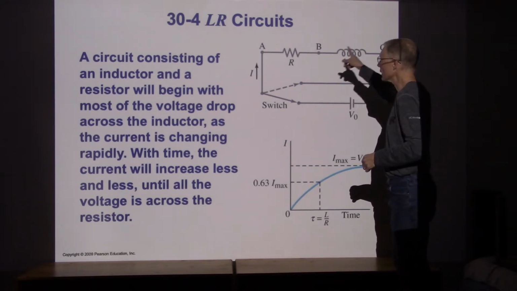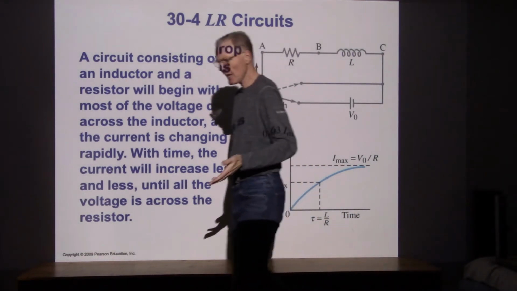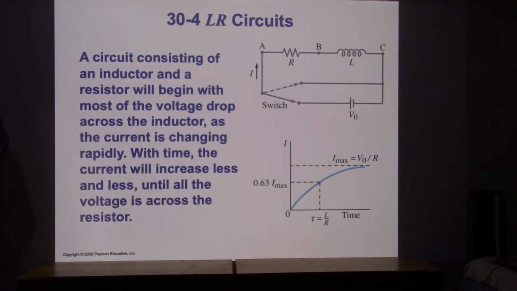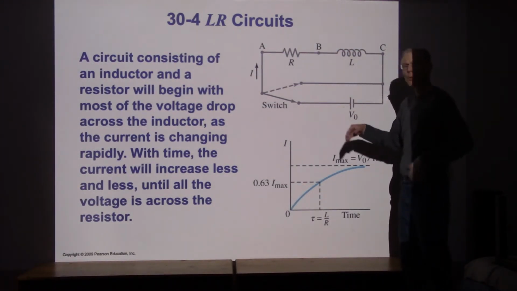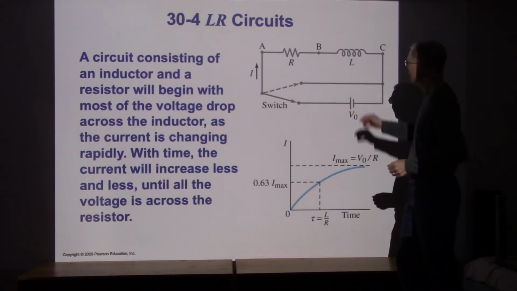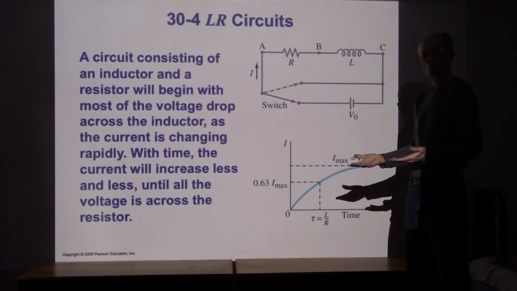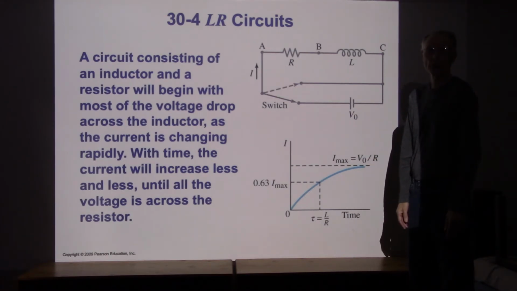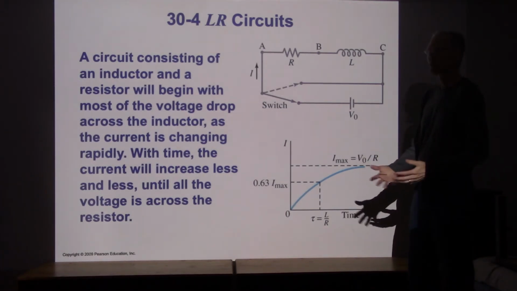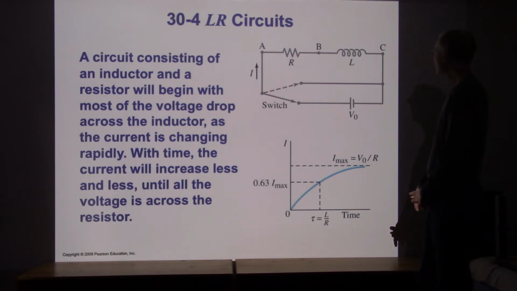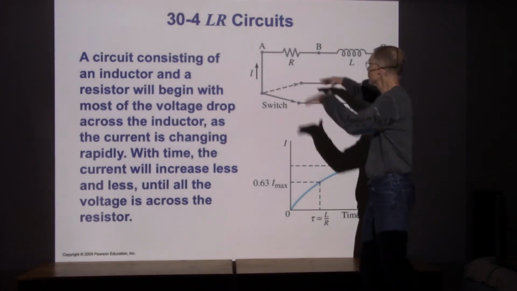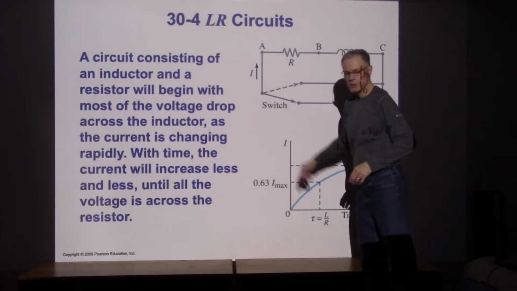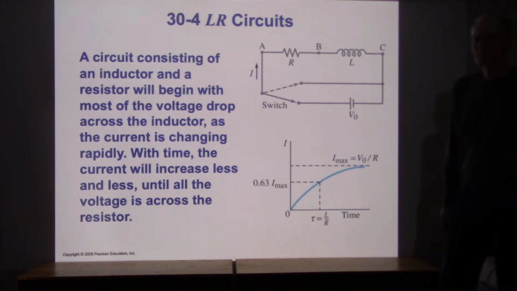So I've got a resistor and some inductance, and when I close the switch, the inductor is going to put up a fuss. The inductor is going to oppose a rapid change in current. When you think about how we did circuits back in, say, chapter 26, when we closed the switch, immediately, instantaneously, there was a certain amount of current in the circuit. Well, that's not entirely realistic.